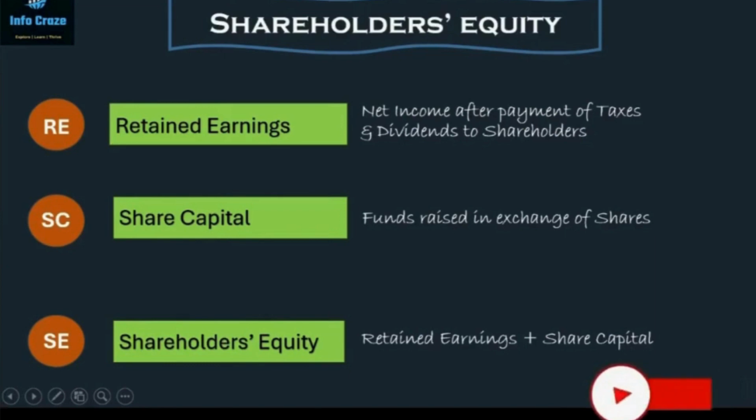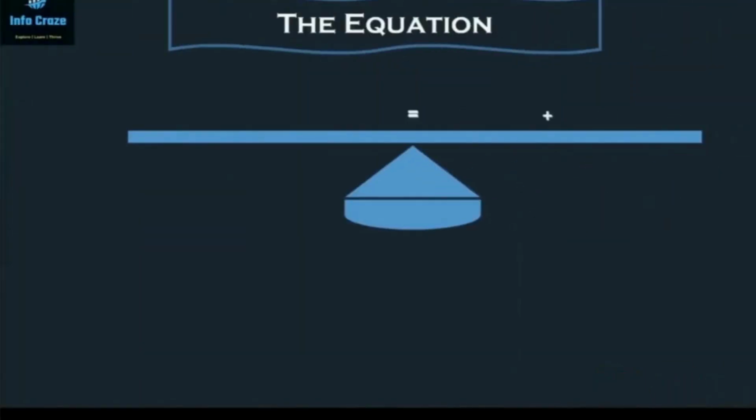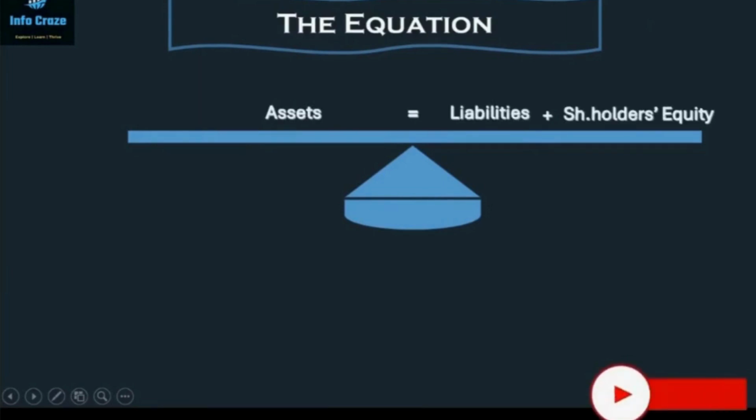So hope you have understood assets, liabilities and the shareholders' equity. These are the three components which are shown in a balance sheet. Now we will discuss the final equation of a balance sheet. The first that comes is the assets, which is equal to the liabilities plus shareholders' equity. So you will see that the liabilities and the shareholder equity are shown in one side of the balance sheet and assets are shown in the other side of the balance sheet. And these two should match.